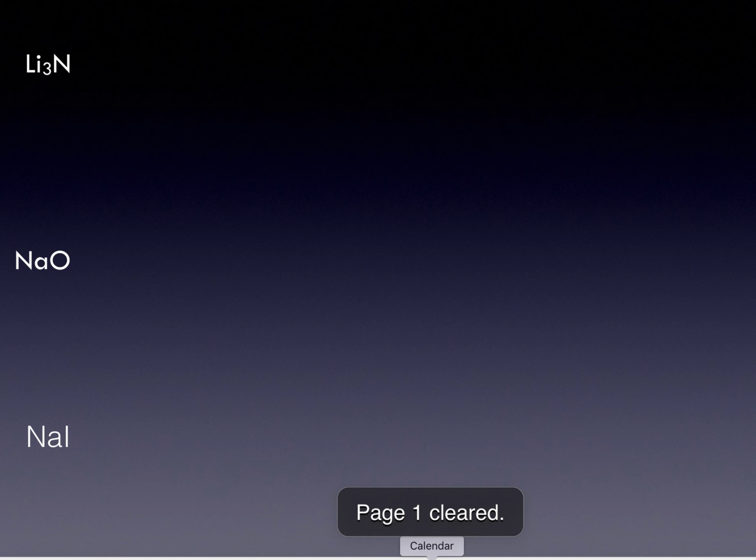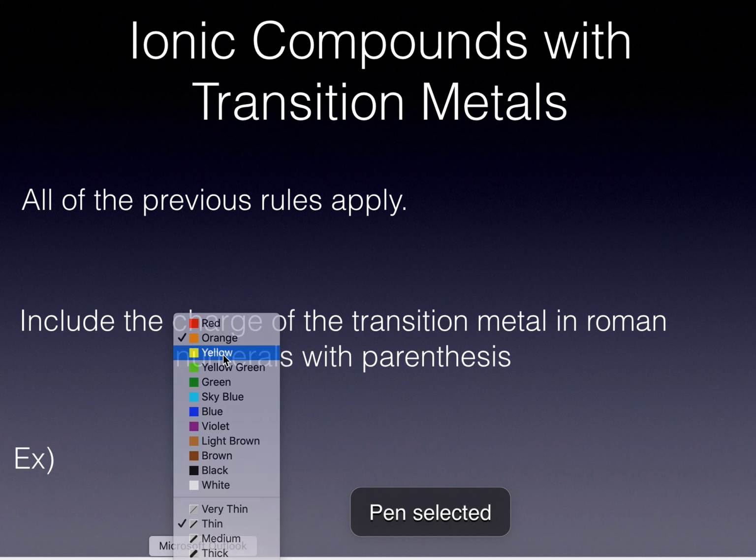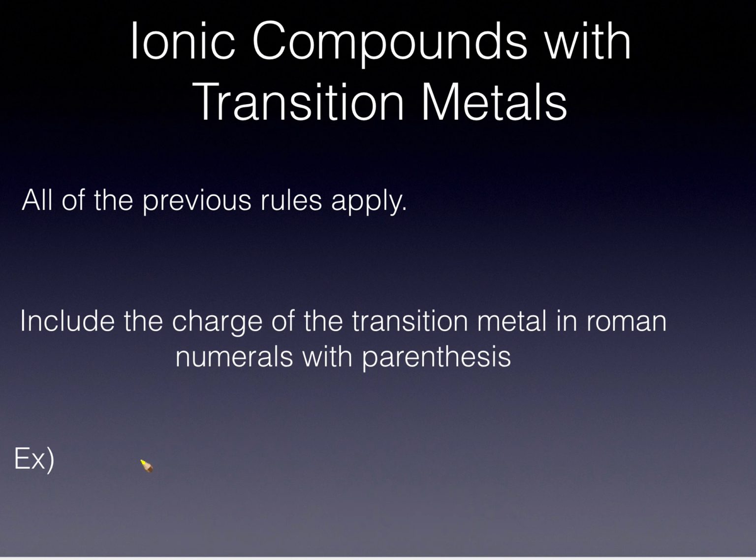Erase our slide. Now, ionic compounds with transition metals. So all the previous rules apply. Just make sure we include the charge of the transition metal in Roman numerals with parentheses. So for example, say we had Cu3N2. So to figure this out, I always look at my anion first. And I know that nitride has a -3 charge.